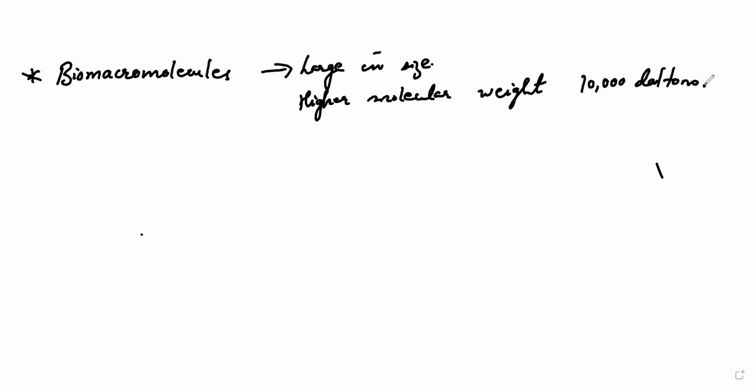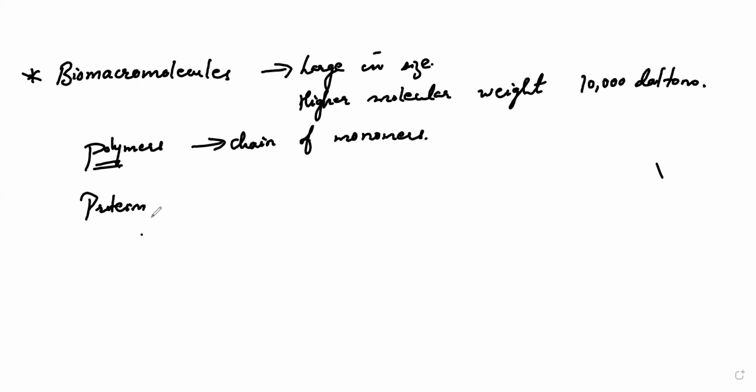Okay, so all these biomacromolecules which are there, they are generally called as what? Polymers. Poly means many. Polymers are nothing but chains of monomers. When these monomers link together, they form these biomacromolecules, which are generally known as polymers. In this, we'll be studying proteins, then certain polysaccharides, nucleic acids and lipids.